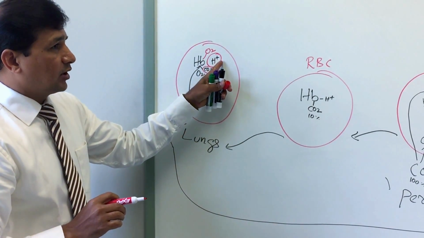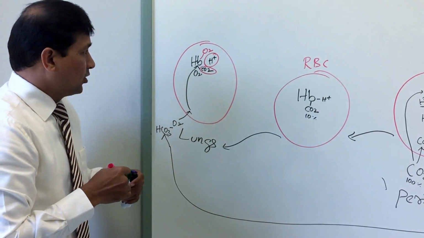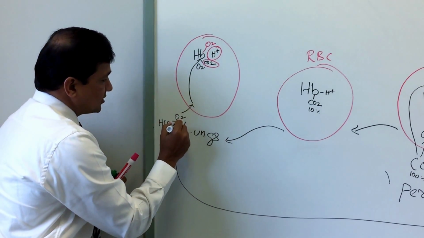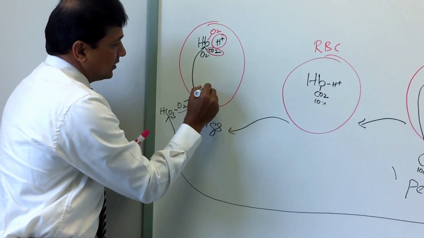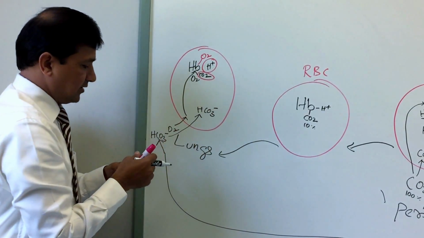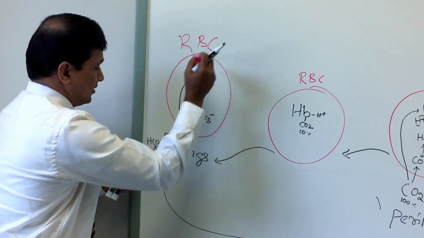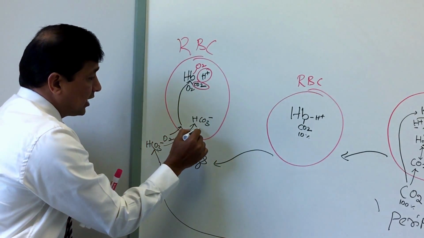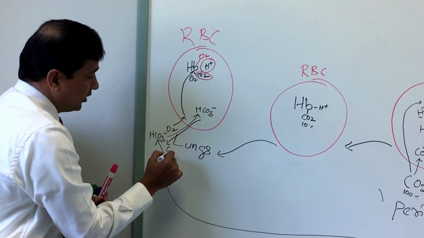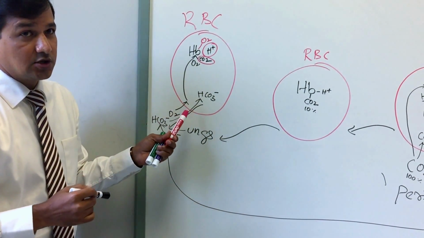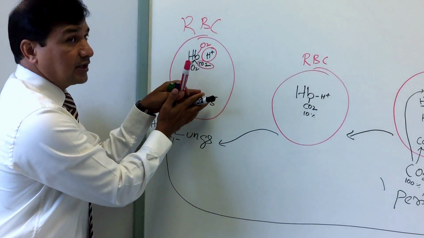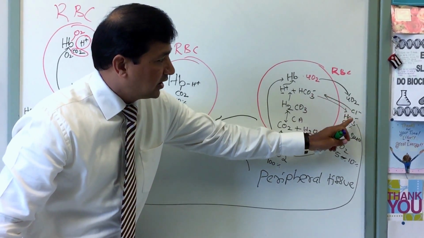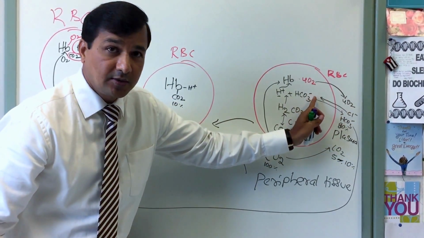Now let's see what happens to the proton and the carbon dioxide. The proton that is released here is going to bind with bicarbonate. See this bicarbonate which is coming from the plasma, HCO3 minus is getting into the red blood cell in the lungs. As the bicarbonate comes in, chloride is going out into the plasma. That chloride shift is also going on here. Only the thing is, bicarbonate is entering and chloride is moving out, whereas in the peripheral tissue, bicarbonate went out into the plasma and chloride moved into the red blood cell.